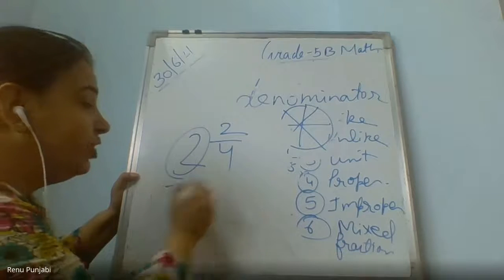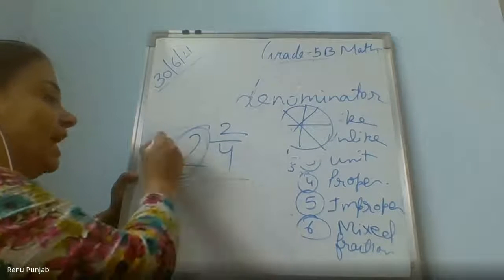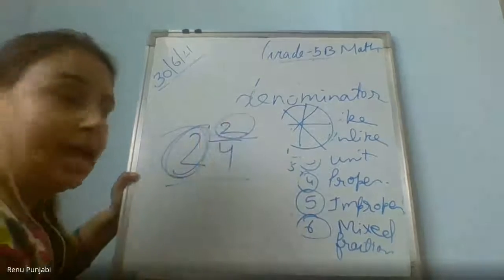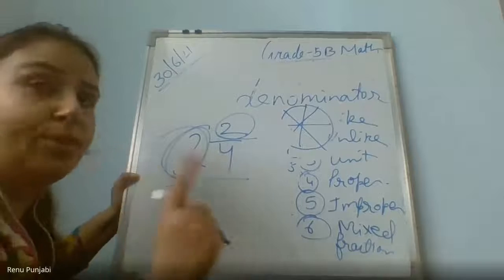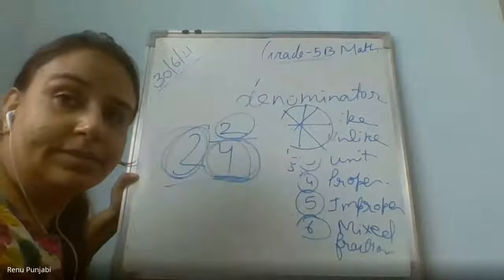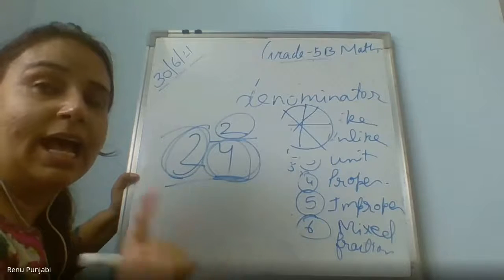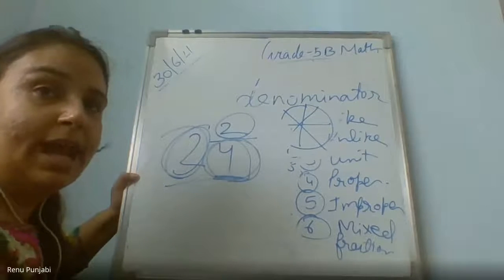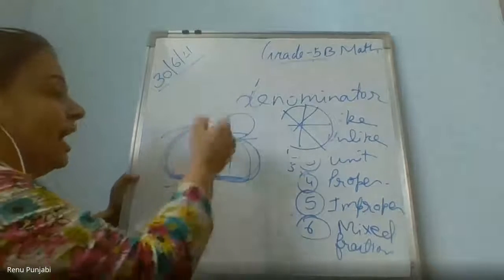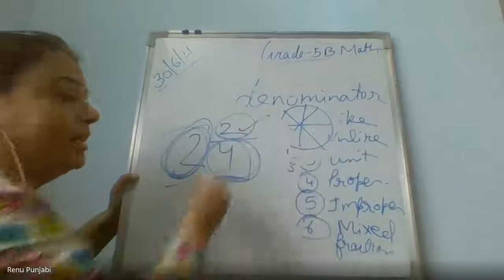Here there are 3 total pizzas, 2 whole pizzas, and from the third one I have given 2 parts. And each pizza I have divided into 4 parts. How can you see? I can see with the denominator that each pizza I have divided into 4 parts. And there are 3 pizzas: 2 the whole number, and from the third pizza there are 2 parts.